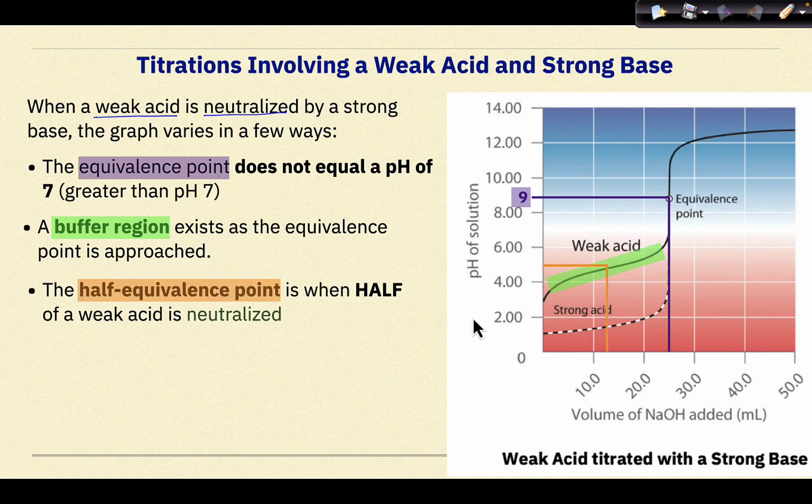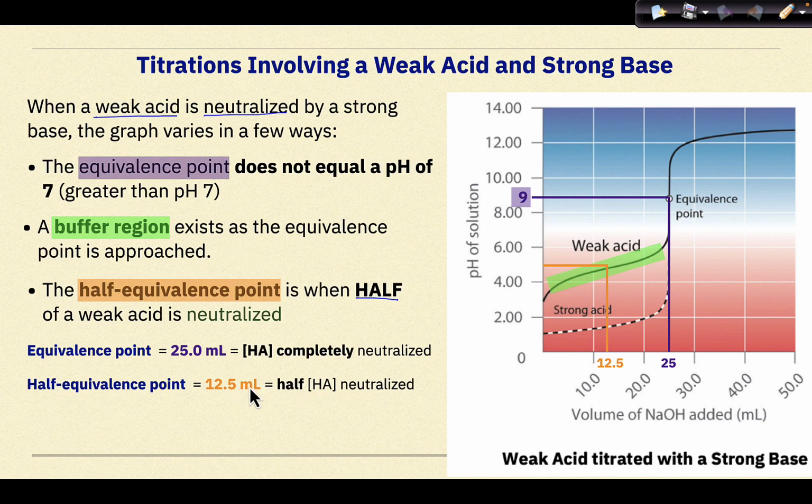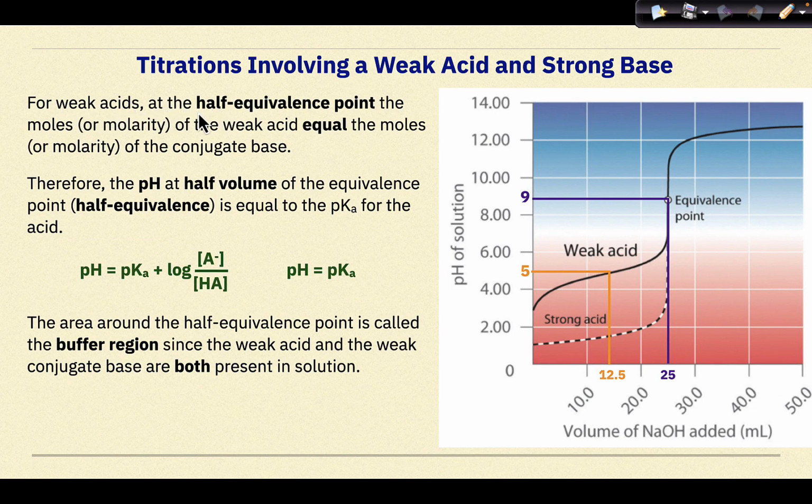The half equivalence point is when half of a weak acid is neutralized. So the equivalence point here occurs at 25 milliliters, where the concentration of the weak acid is completely neutralized. Half equivalence occurs at 12.5 milliliters, where half of the weak acid is neutralized. For weak acids, at the half equivalence point, the moles or molarity of the weak acid is equal to the moles or molarity of the conjugate base.